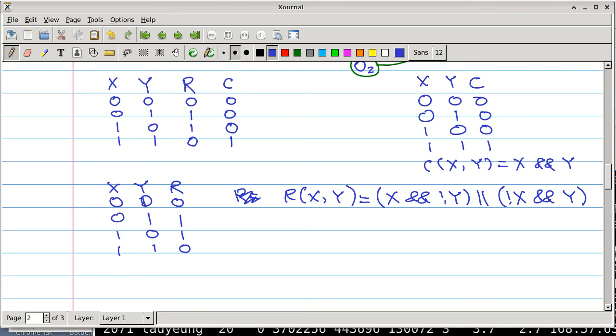The first row, x is false, y is false. Plug in those values. If x is false, the whole conjunction has to be false.